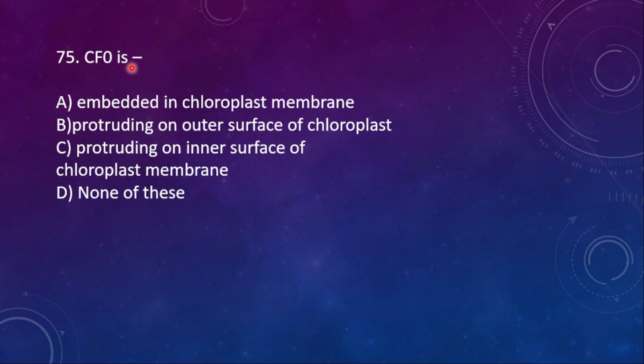75. CF0 is A, embedded in chloroplast membrane. B, protruding on outer surface of chloroplast. C, protruding on inner surface of the chloroplast membrane. D, none of this. Here the right option is option A.